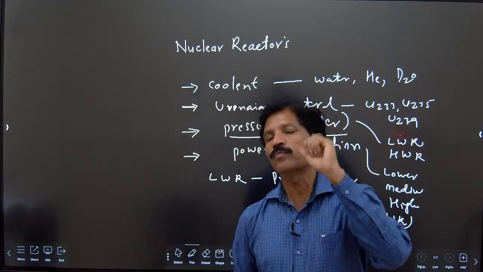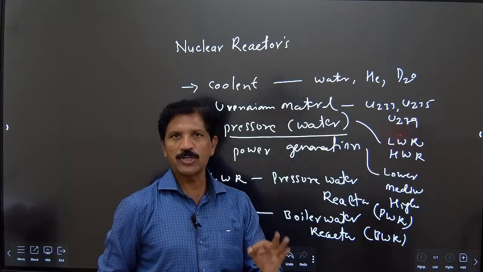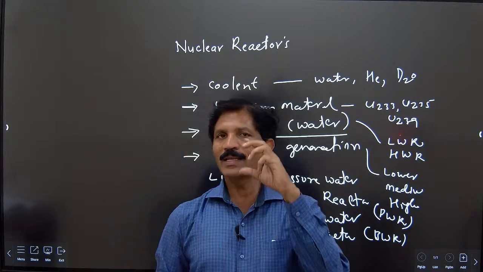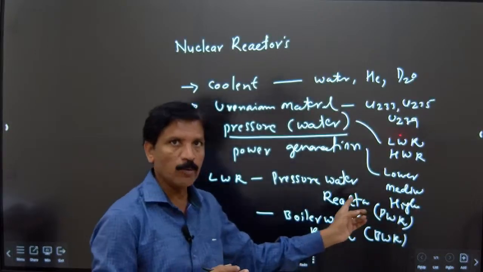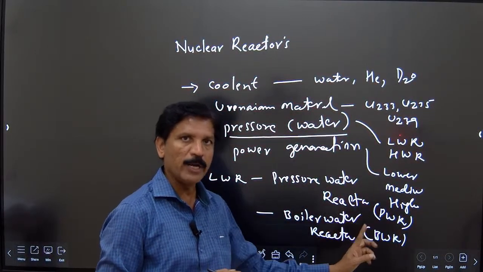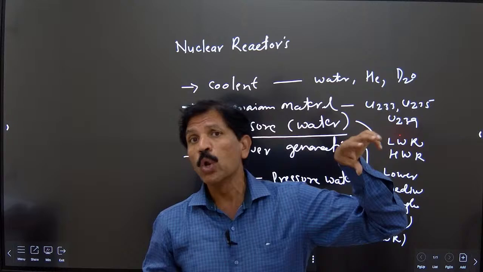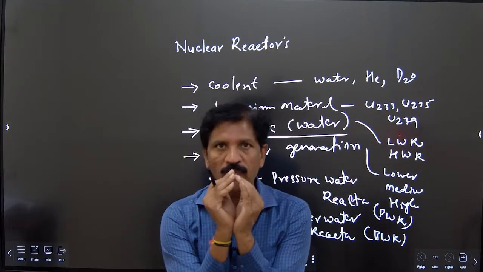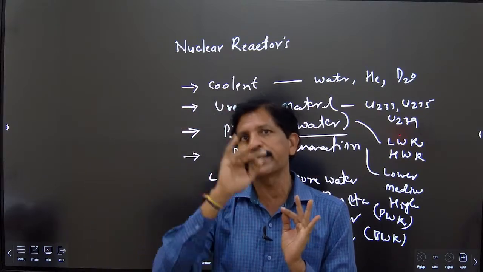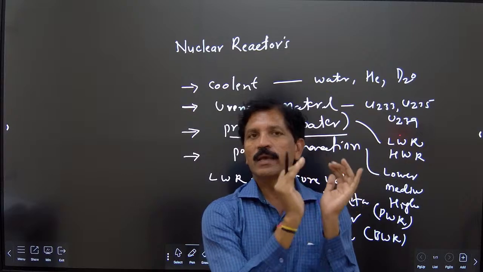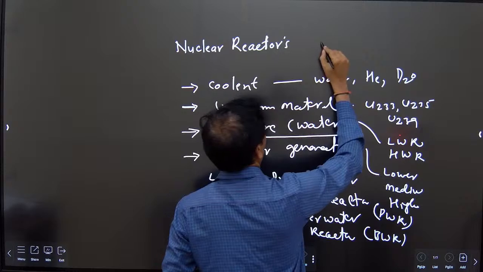So I am going to explain the first case, the PWR, pressure water reactor. Here the LWR, low water reactor, is classified into PWR and BWR. LWR is nothing but the low water reactor. The quantity of water is very less. This water is recirculated. So that is a small power generation, that means it is suitable for almost 500 megawatts.